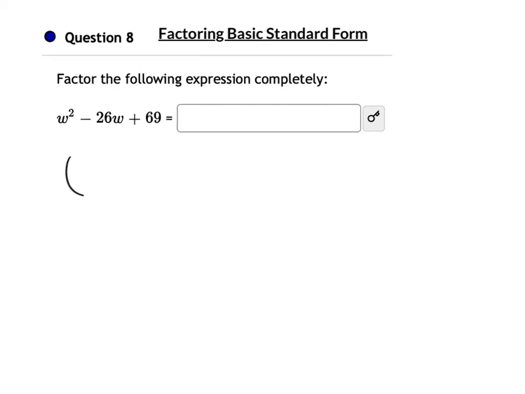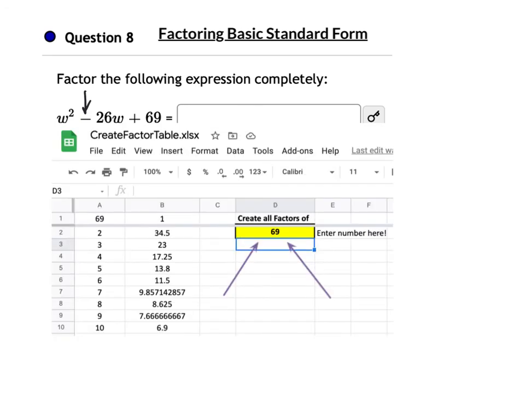Question 8. I need two numbers that multiply to 69, but they add to negative 26. This number times this number is positive 69, so it's either two positives or two negatives. The middle is a minus, it's going to be the two negatives. Now, factors of 69 that add to 26. If you need help, you can go to the factor table and look at the factors of 69. Ignore the decimals.